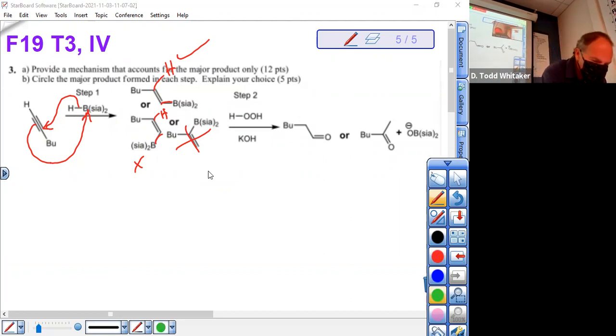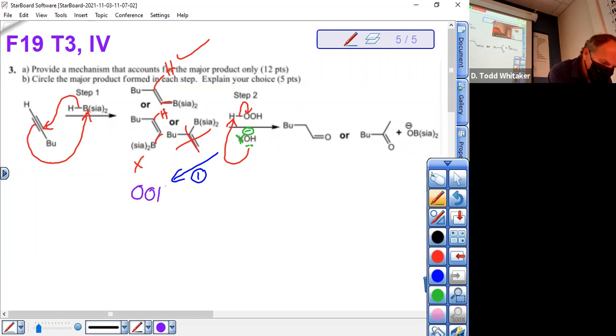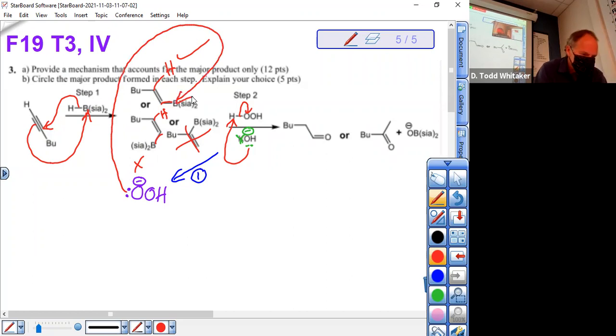Step 1, acid-base. Lone pair on the OH minus attacks the proton in hydrogen peroxide. This is step 1. You generate OO minus. Gray's no good. OOH with a minus and a lone pair makes a bond to which atom? To the more positive boron. And generates this boron that has 4 bonds.